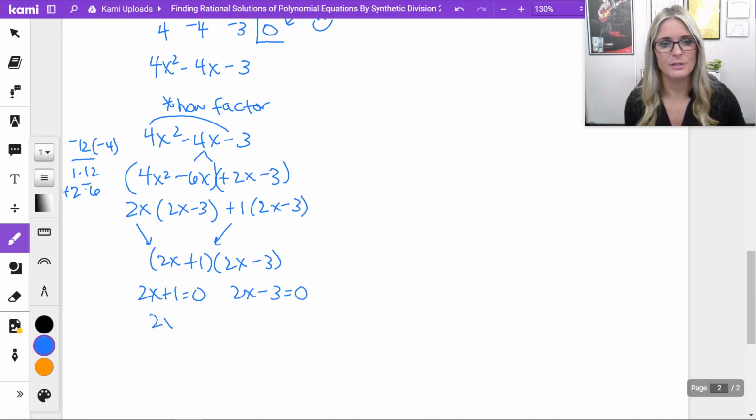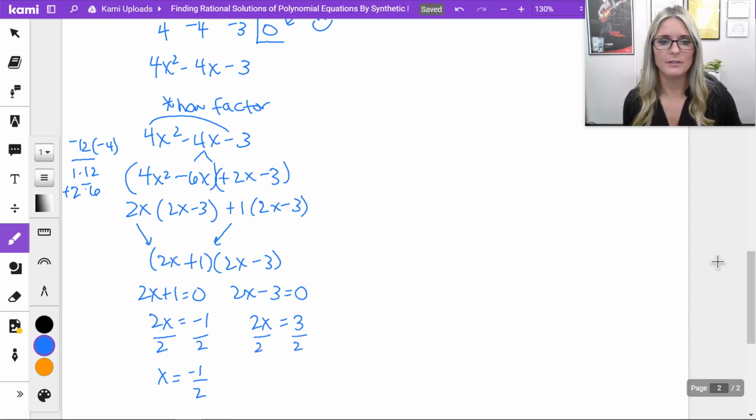I would need to subtract 1 to the other side, so 2x equals negative 1. Divide both sides by 2. First zero solution here that we have is negative 1/2. On the other factor, I would add 3 to the other side, getting 2x equals 3, and dividing both sides by 2. We have x equals 3/2 or 1.5 there. So there are our zeros.